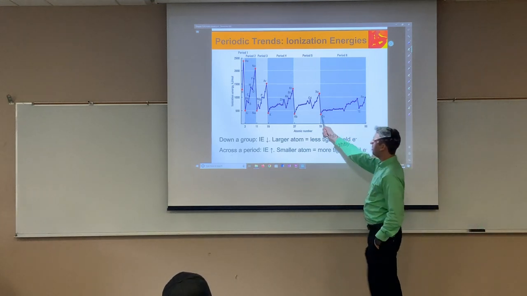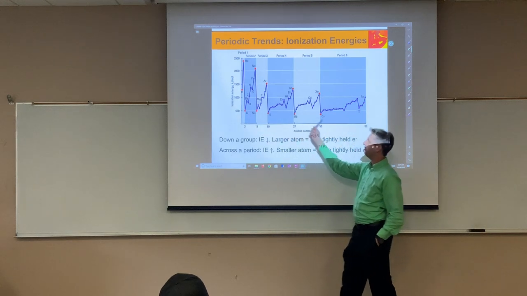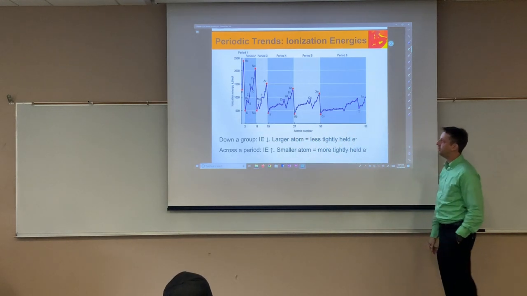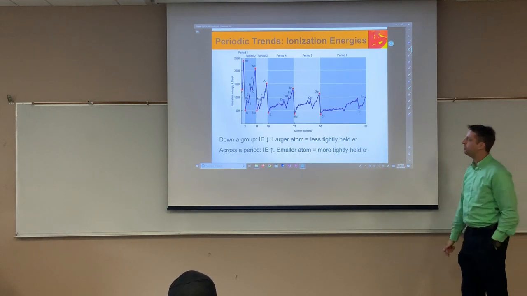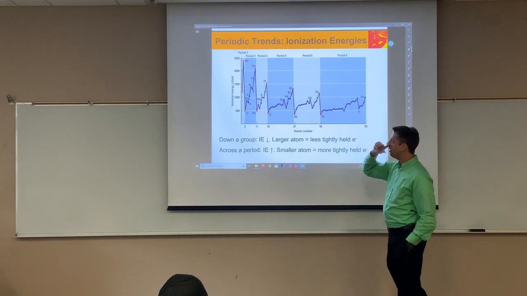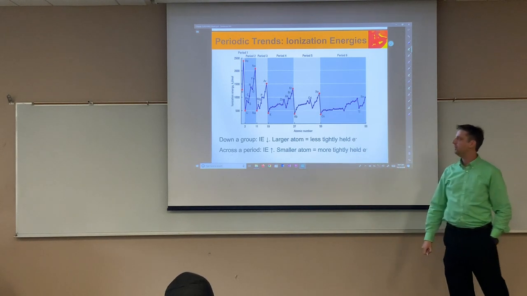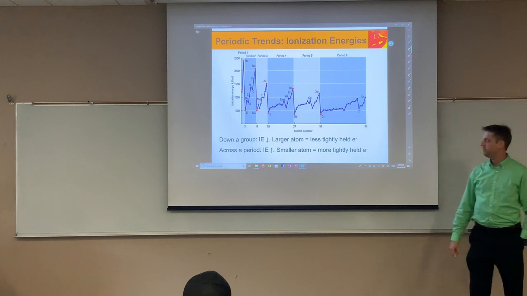Down at the bottom here, you see my group one elements, right? Lithium, sodium, potassium, rubidium. Pretty darn easy to remove those. And up at the top, you see helium and neon and argon and krypton. There's our noble gases.